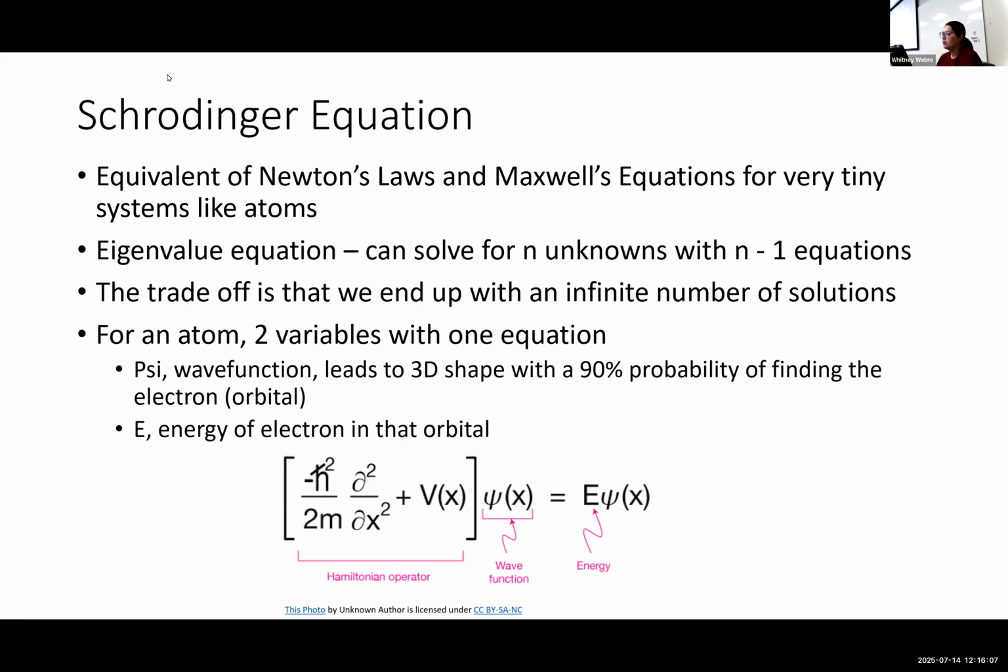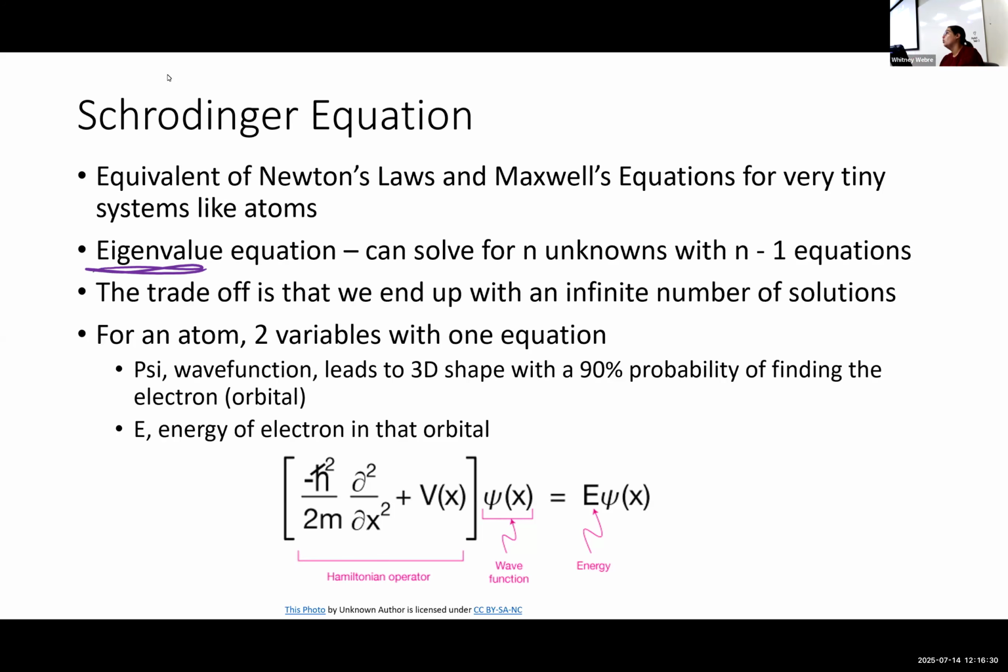It's just really important. So the Schrodinger equation is the equivalent of Newton's laws of motion, of course, and Maxwell's equations for very tiny systems like atoms. We can use the Schrodinger equation to estimate the speed or the location of specific electrons. This is something you won't see until PChem 2 if you take PChem 2. If you're not, no worries.